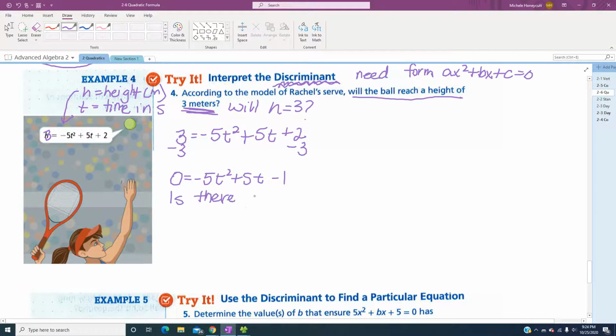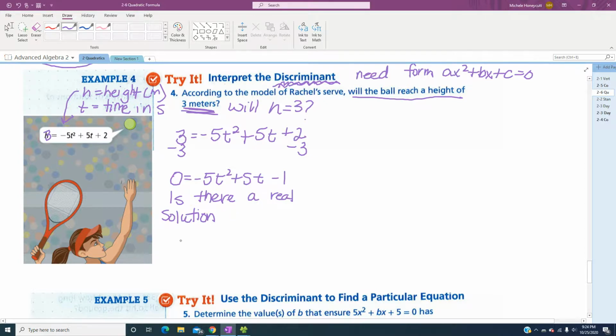Or in other words, is there a real solution? Because a real solution would mean that the ball did hit 3 meters. An imaginary solution would mean that it would not. So I'm going to try to figure out if there is a real solution.